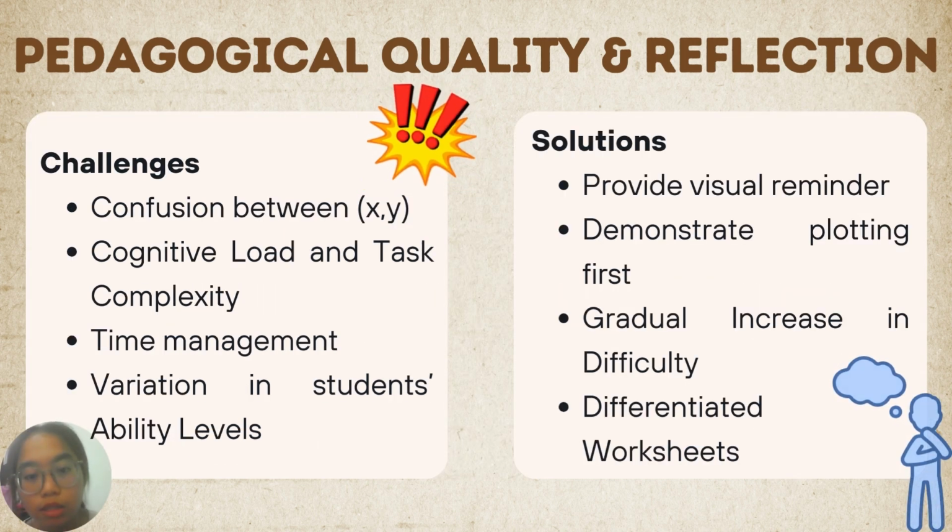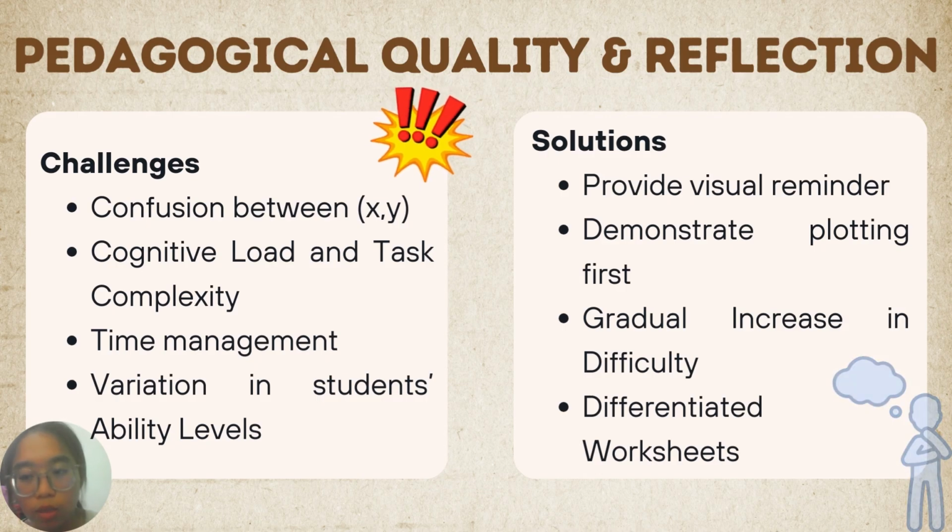Despite the strengths, we also anticipate a few challenges in this activity. For the first one, confusion between x and y or the pace. Some students might get confused with the x, y coordinates at first, and this will affect them in this activity if they have a misunderstanding or misconception.